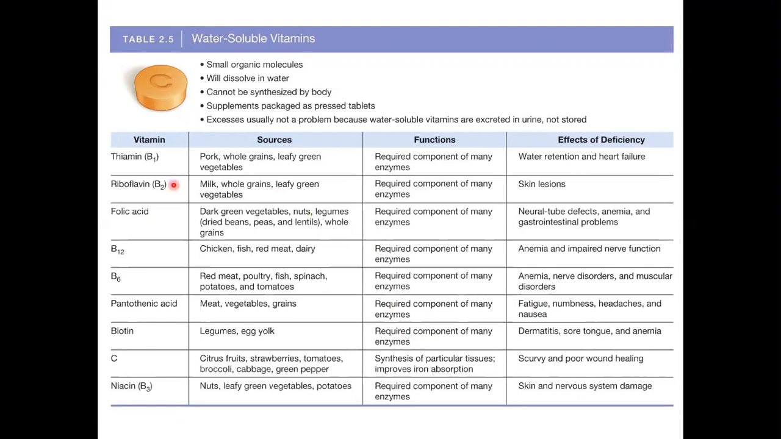So here's your B vitamins, pantothenic acid, biotin, C. Take a look. Functions: required component of many enzymes, iron absorption, required component of many enzymes. What happens if we don't have enough of vitamin Bs and vitamin C? Water retention, heart failure, skin lesions, neural tube defects, right?